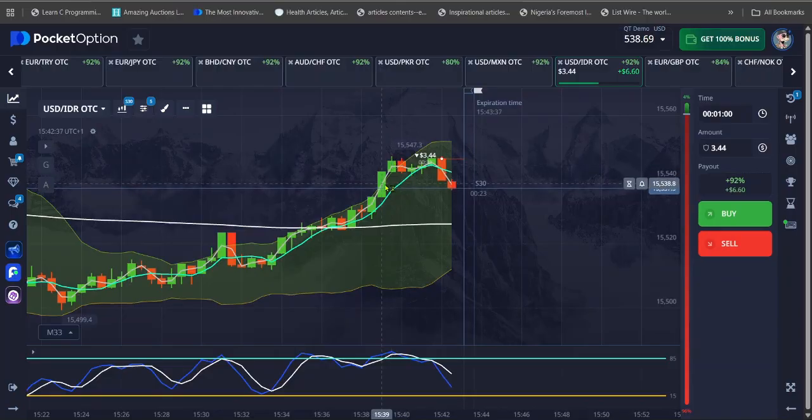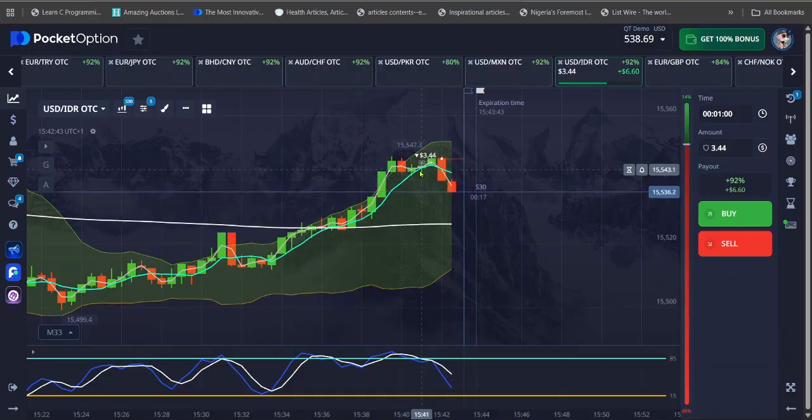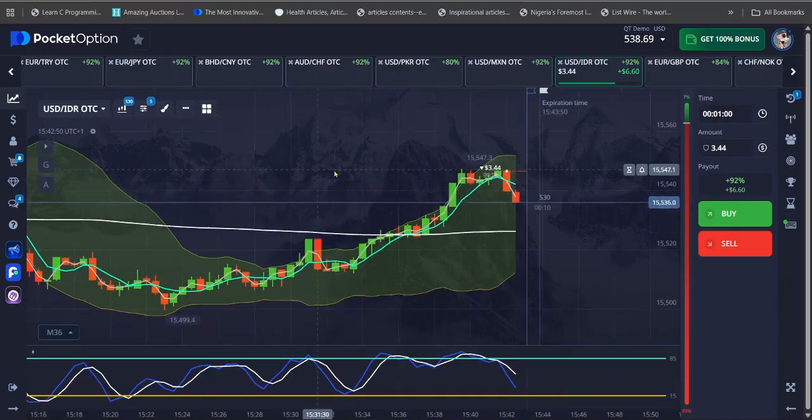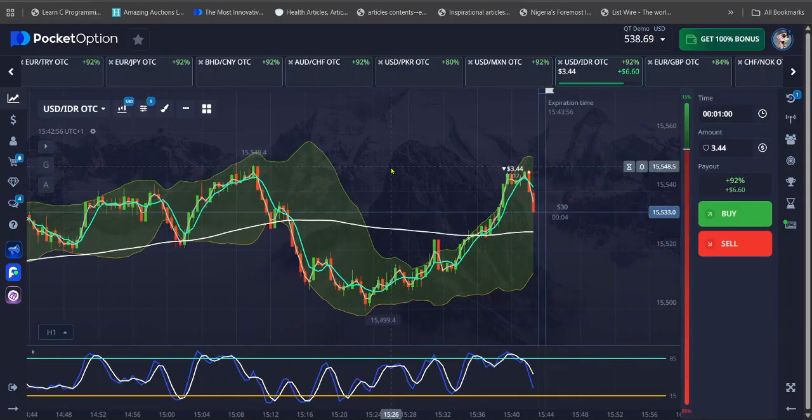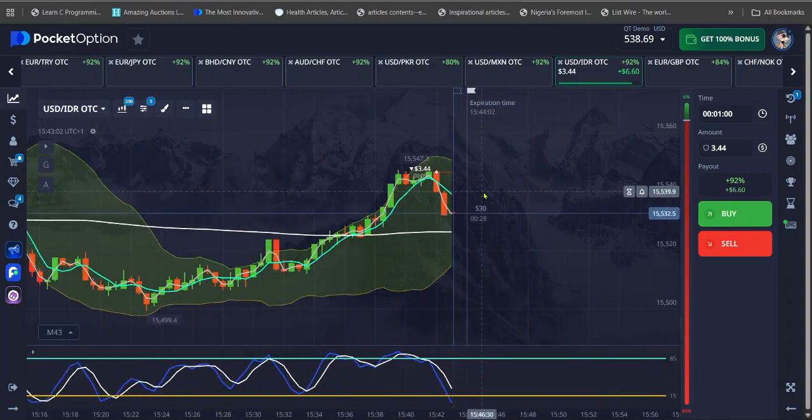And how do you know that the trend is becoming weak? When you see that the two moving averages are trying to merge, it shows that the trend is becoming weak. So because of that, and I also checked and saw that in this region there is a resistance, which is the same region. You can see it is the same region. So because of that, I'm taking the sell.